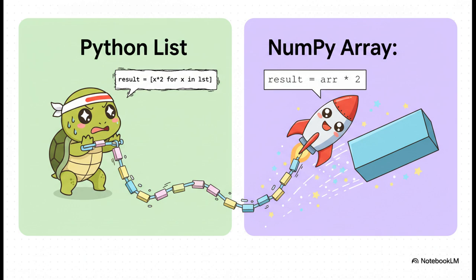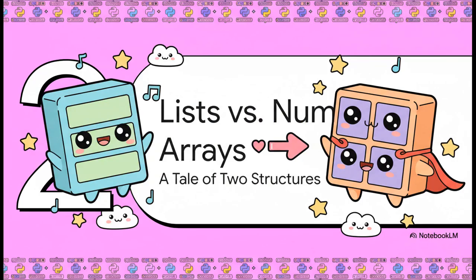It's not just about typing less. That simple line of code on the right is going to run circles around the one on the left. We're talking a huge speed difference. So let's dive a little deeper into that idea and really compare these two things side by side. Once you get this difference, you'll understand exactly why NumPy even exists.